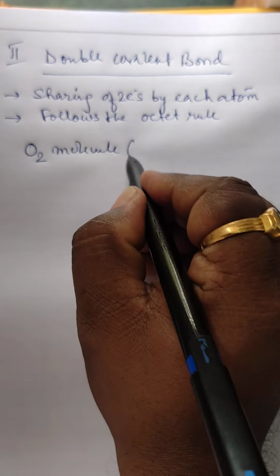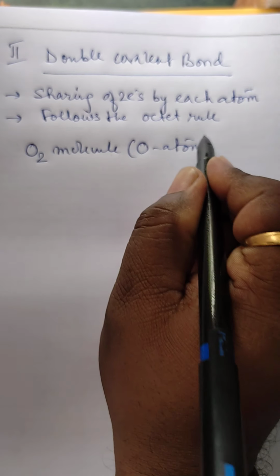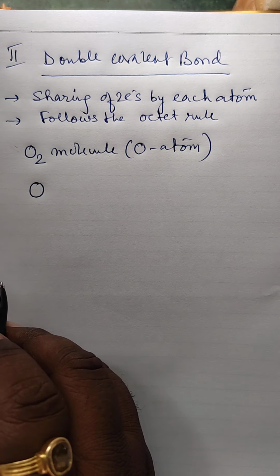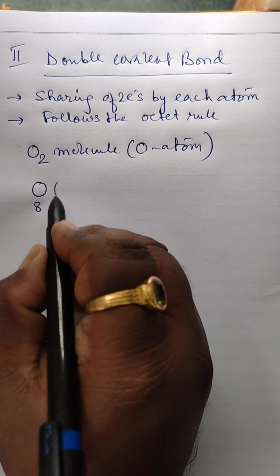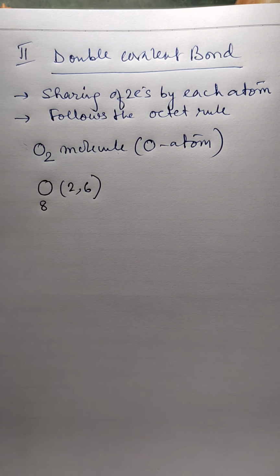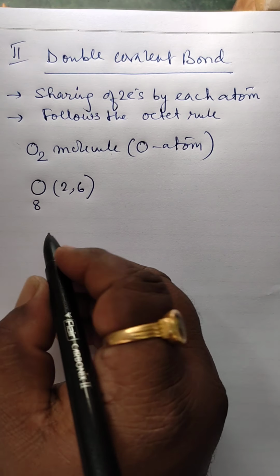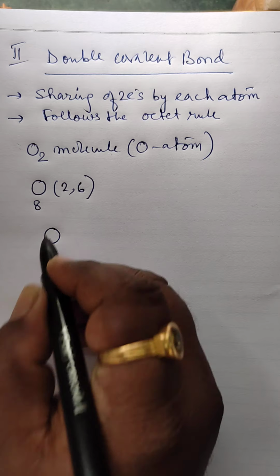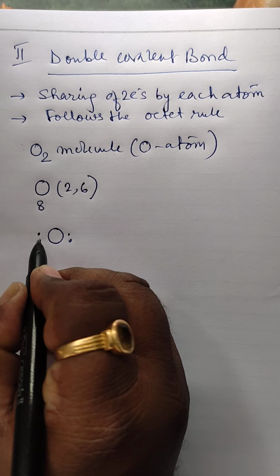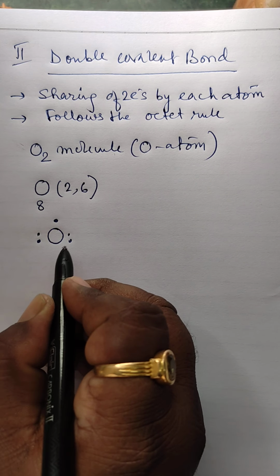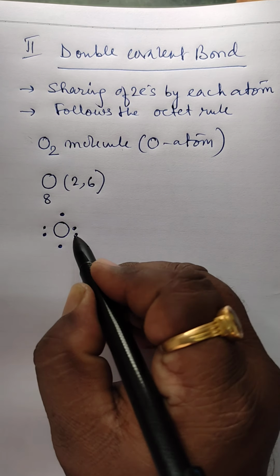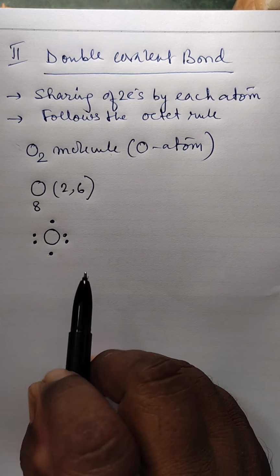Oxygen molecule is made up of oxygen atoms, right? Each oxygen atom's atomic number is 8. 8 means 2 and 6. As it has 8 means 2 and 6, each oxygen has 6 electrons in the outermost shell. So we represent the 6 electrons of oxygen by the help of these 6 dots. Okay, can you see? Each oxygen is represented by 6 dots.